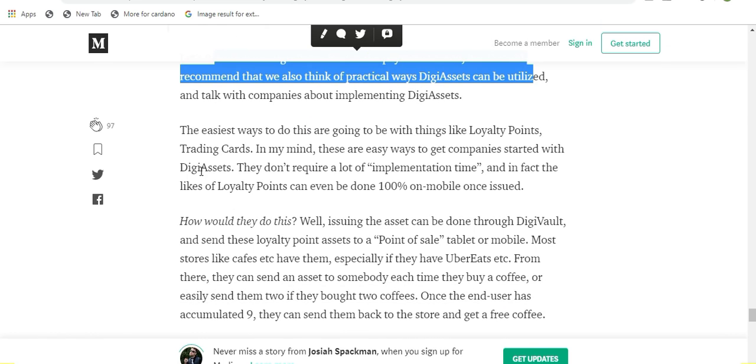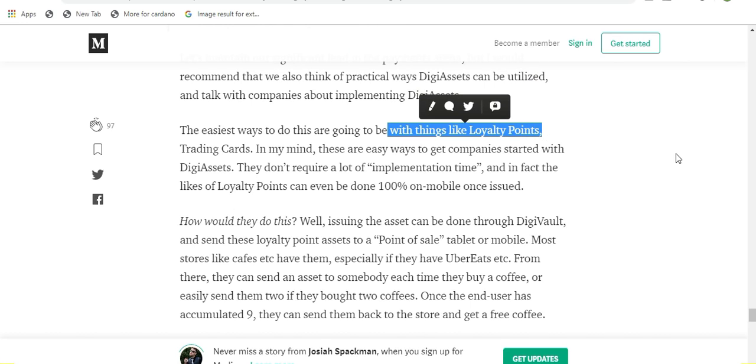So he goes on to point out a couple of ideas that he's had. One of the good ideas would be loyalty points. So say you're going to a coffee shop and you buy a coffee. Every time you purchase a coffee, that coffee shop could issue you 1 loyalty point. And then after you visit that coffee shop 9 or 10 times and you've earned 9 or 10 loyalty points, you can cash in those loyalty points for a free coffee. That's definitely a very simple and very good way to use DigiAssets.